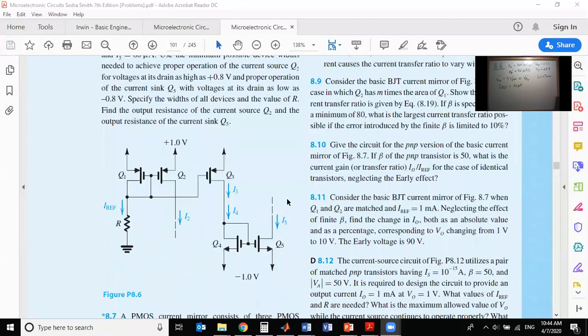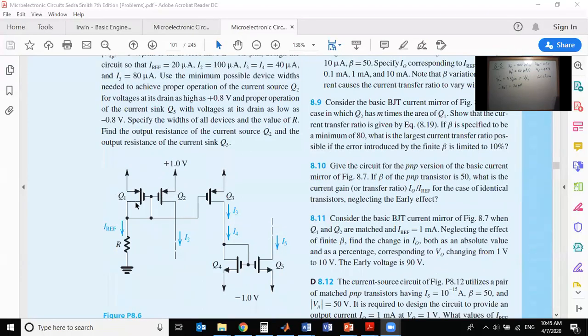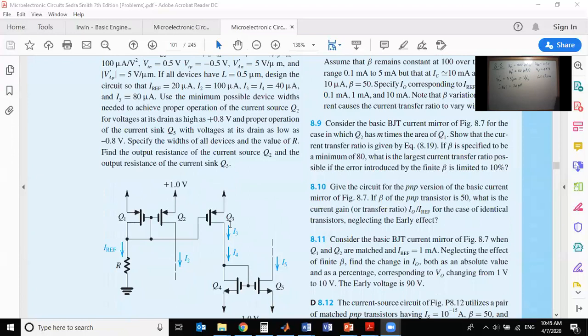So as you can see here, this is IREF in Q1, passing through Q1. I need to replicate this IREF at Q2, at Q3, and then at Q5. Maybe I'm not going to replicate it exactly the same, but at least with the ratio of the geometric ratios of these transistors. So let's see. We need to have IREF as 20 microampere. This is the perfect current that I designed, and I need to replicate it at I2, but I2 now is not IREF. It's 100 microampere. So what does this mean? It means that I2 is 5 times this one, right? So this is 5 times IREF.